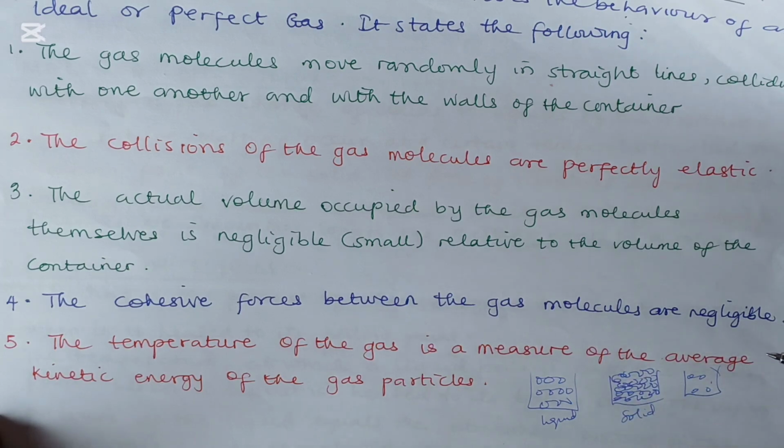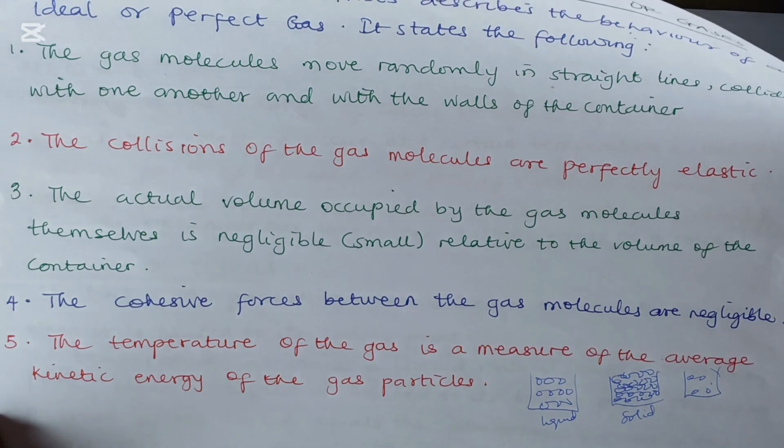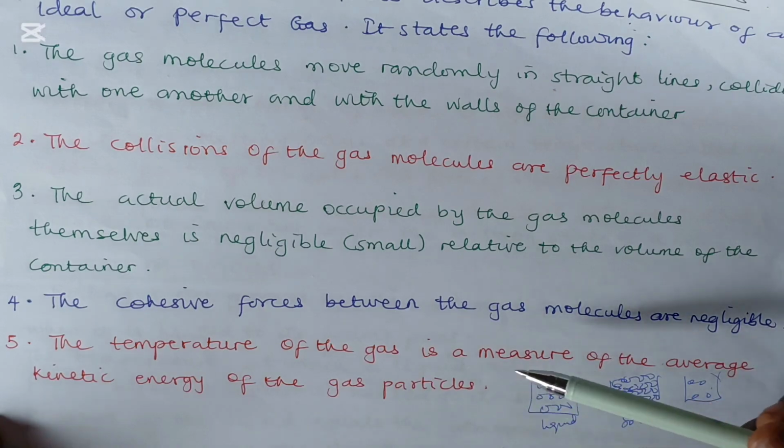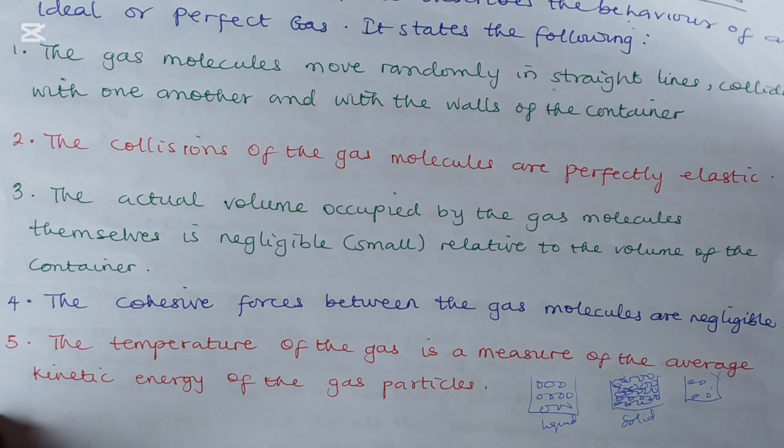They are in a state of randomness, and so at that state they are moving about. That is because they possess kinetic energy, which is energy possessed by a moving body or a body in motion. This is always increased as a result of an increase in temperature, and that's why we say the temperature of a gas is a measure of the average kinetic energy of the gas particles.